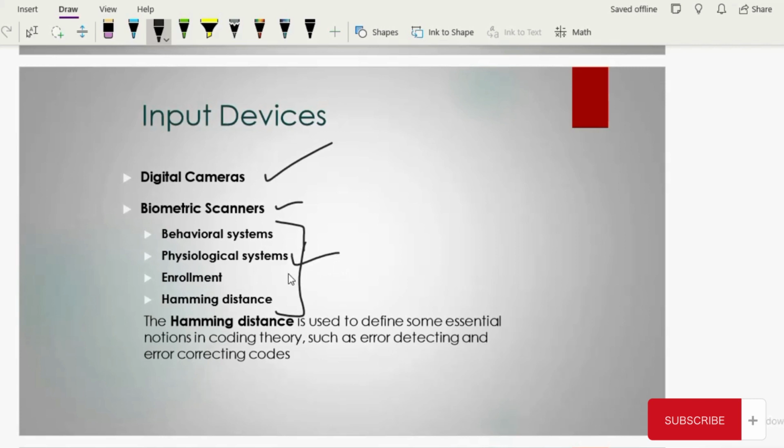Then comes enrollment. Biometric scanners also help in enrollment. This one is small files. They help us in getting the data into the system.